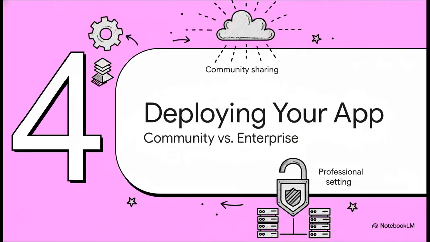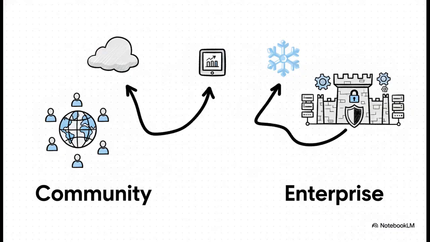Okay, now for a really critical step, actually deploying your app. Once you've built something awesome, you need to get it in front of people. And Streamlit gives you two really clear paths here. And it all depends on if you're sharing with the public or deploying it inside a company. So let's break down these two options.